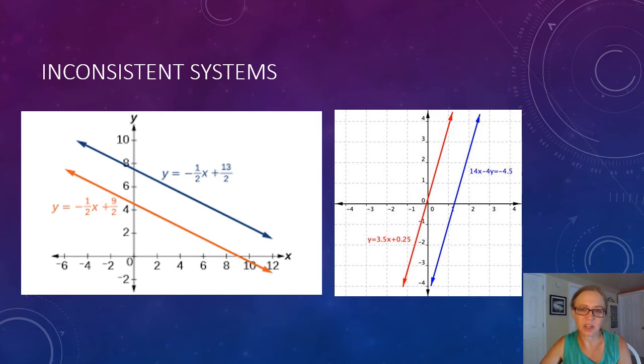The other special case is called an inconsistent system. In an inconsistent system, the graphs don't intersect at all, so there is no common solution. In the case of linear equations, this results in parallel lines. I want you to notice that these lines, the blue line and the red line, have exactly the same slope, but they have different y-intercepts. And the same is true over here, but it's just harder to see because notice that the blue equation, y is not isolated. So you sometimes have to do a little bit of work before you can tell what you've got.